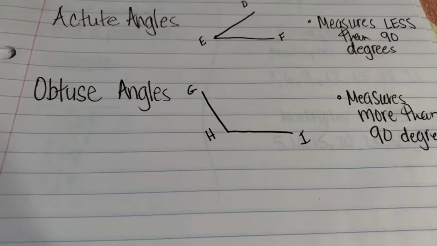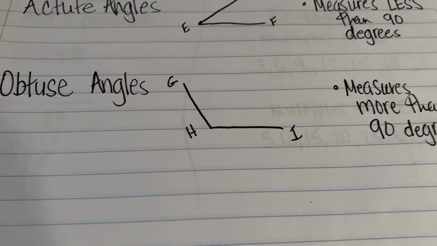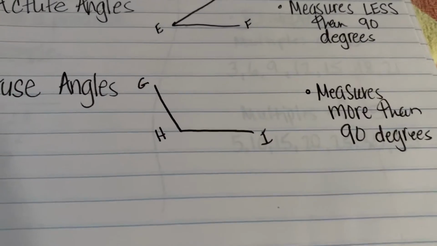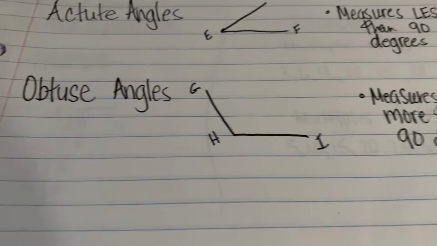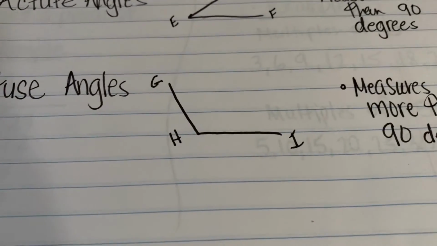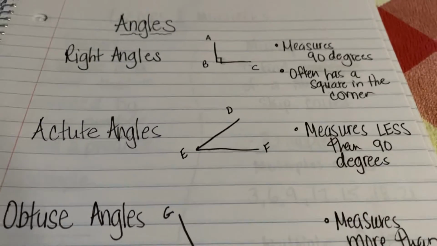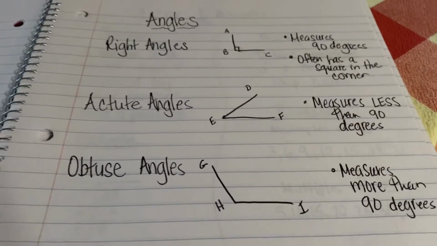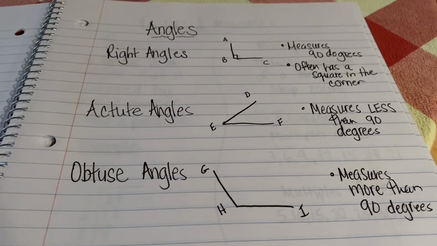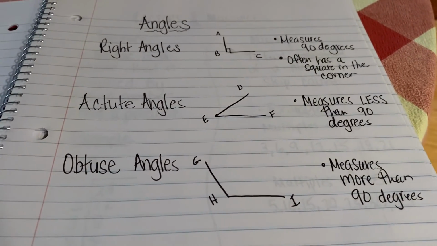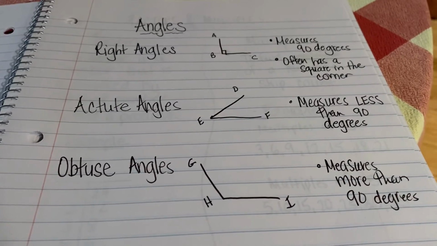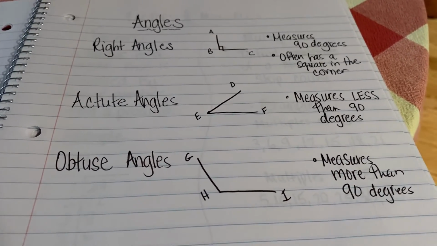And the last one we have is obtuse. And obtuse measures more. It's bigger than 90 degrees, bigger than a right angle. So you can see if I measured between D and I, it would be a lot more than those two, okay? So we have three kinds of angles: right angles, acute angles, and obtuse angles. And we're going to talk about those today, and we'll do an assignment today with those, okay?